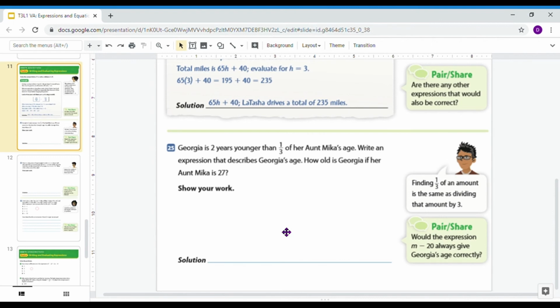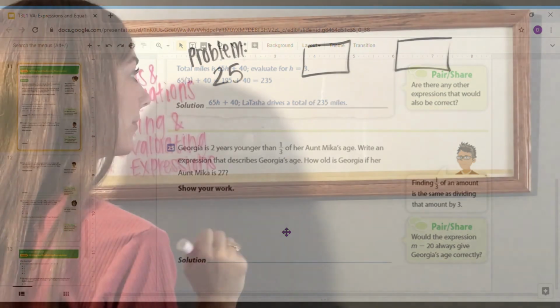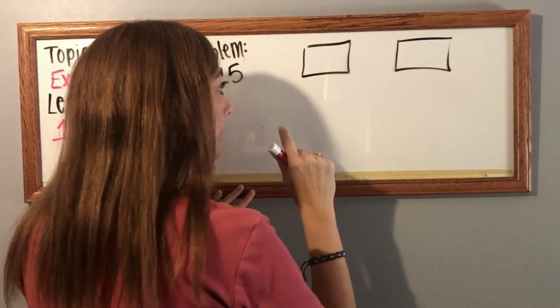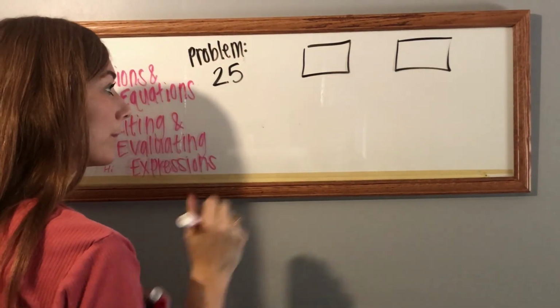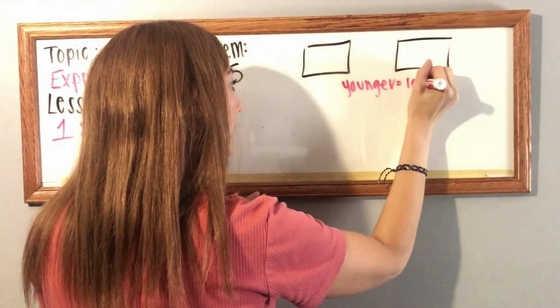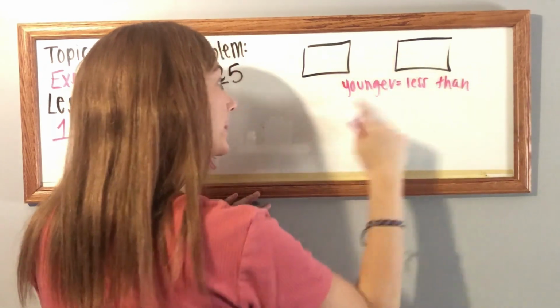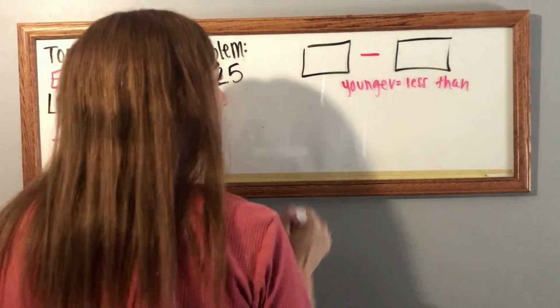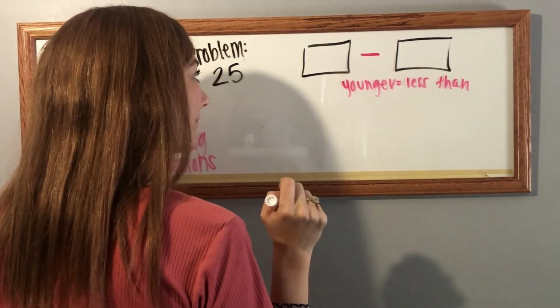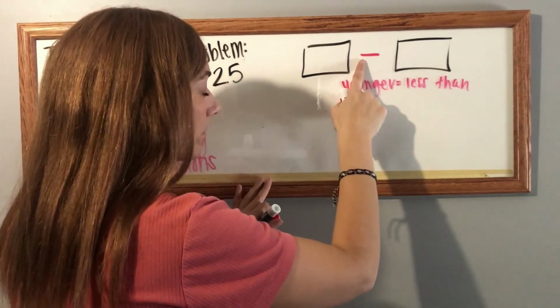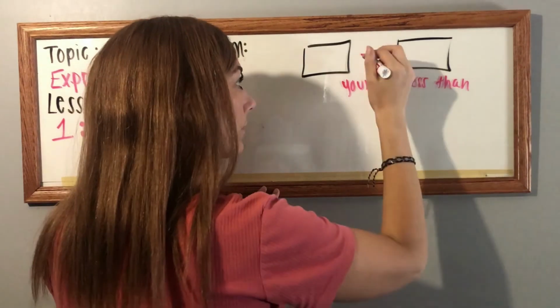So when I'm looking at Georgia, I'm first trying to figure out what is the operation that I'm going to be using. So I see that she is 2 years younger than 1/3. So when I'm thinking of younger, she is less than her, I mean, just in terms of age, she's less than. So I am thinking of subtraction. And I know that I'm going to have 2 terms here, and I got to figure those 2 terms out. So Georgia is 2 years younger, 2 years less than 1/3 of her Aunt Micah's age.